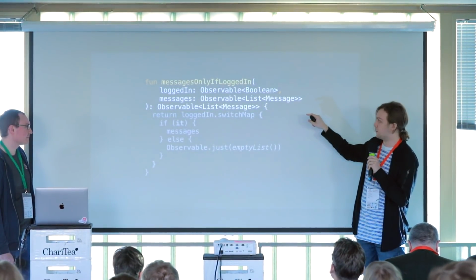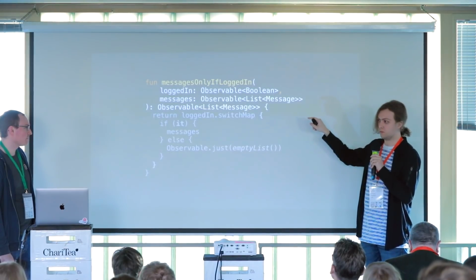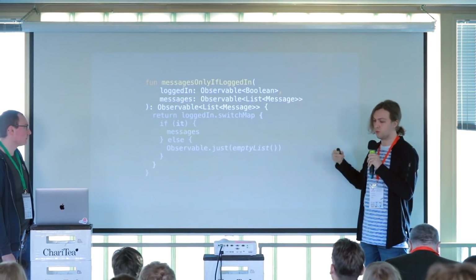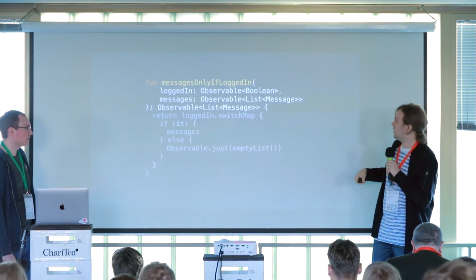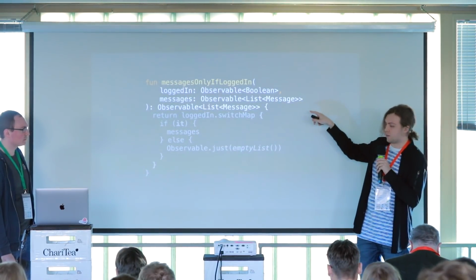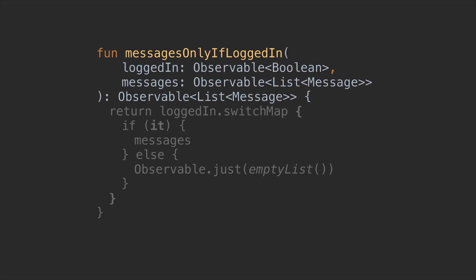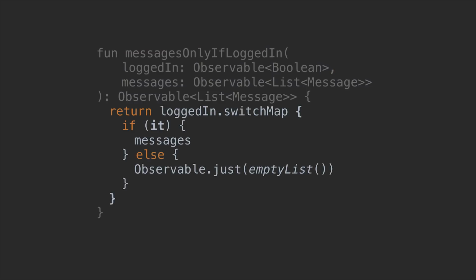And two parameters. First one is logged in, which is observable of Boolean. I'll just say Boolean to make it shorter. And the messages, list of messages. And it returns us the observable of the list of messages. And what it does, well, as Chris explained before, it checks if we are logged in, then we return messages. If we are logged out, then we return list of empty messages. Well, simple as that, nothing else.